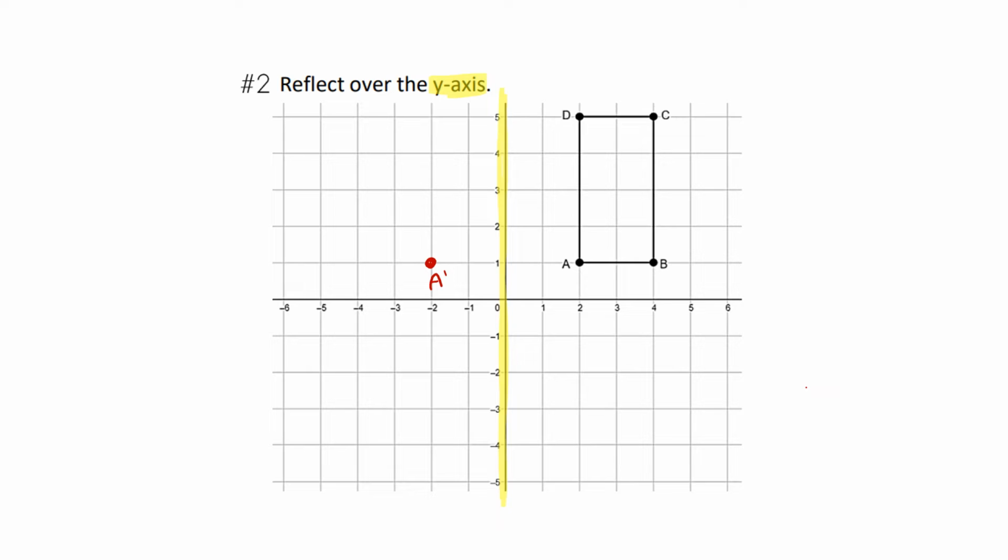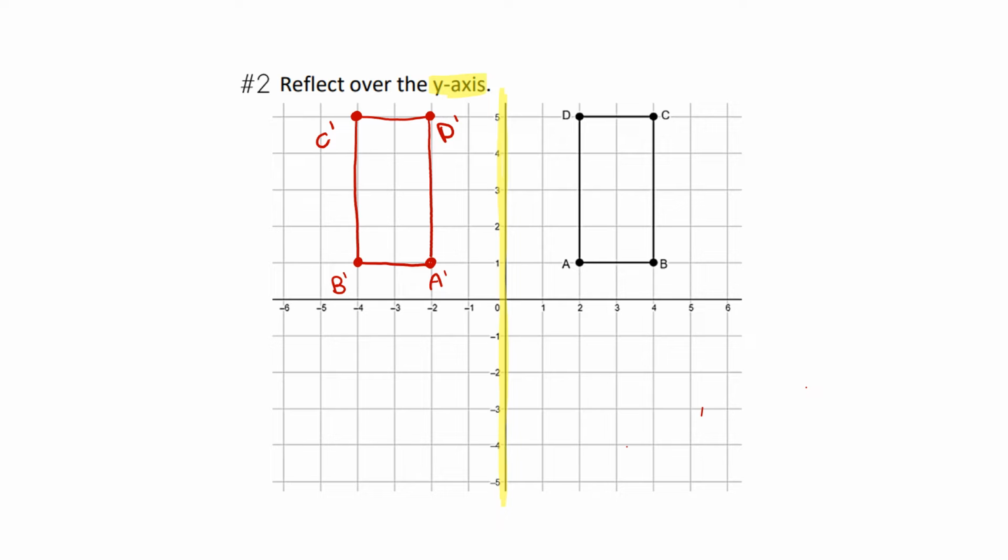The B point is 4 squares away from the y-axis. So I again would count 4 squares away from the y-axis and label that new point B prime. C is 4 squares away from the y-axis, so my new C point is also 4 squares away from the y-axis. And for letter D, D is 2 squares away from the y-axis, so D prime is also 2 squares away from the y-axis.